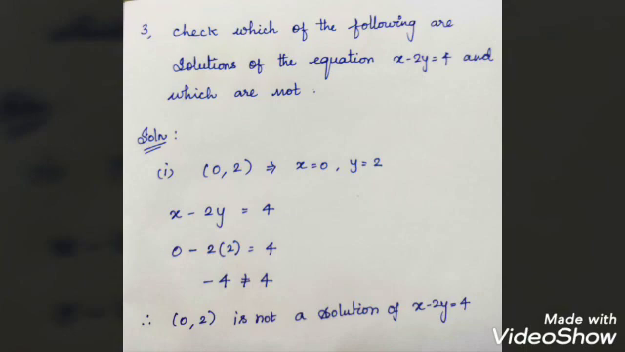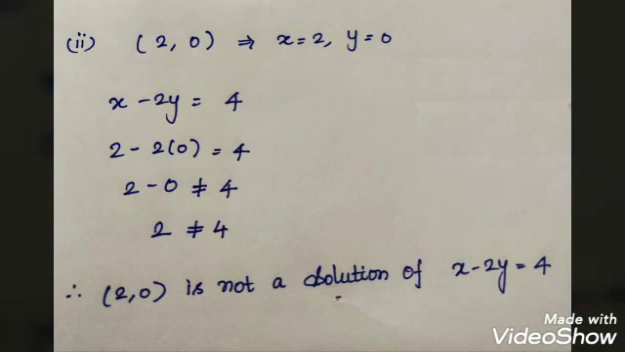Substitute in the equation x minus 2y equal to 4. So 0 minus 2 into 2 equal to 4. 0 minus 4 gives you minus 4. So minus 4 is not equal to 4. Left hand side is not equal to right hand side, which means 0, 2 is not a solution of this equation. Is it clear?